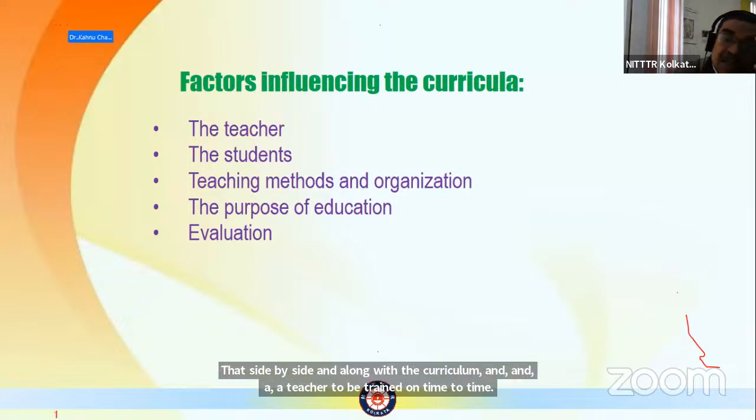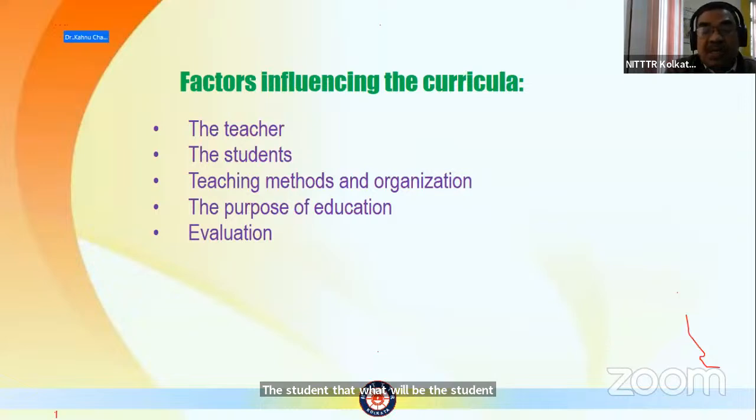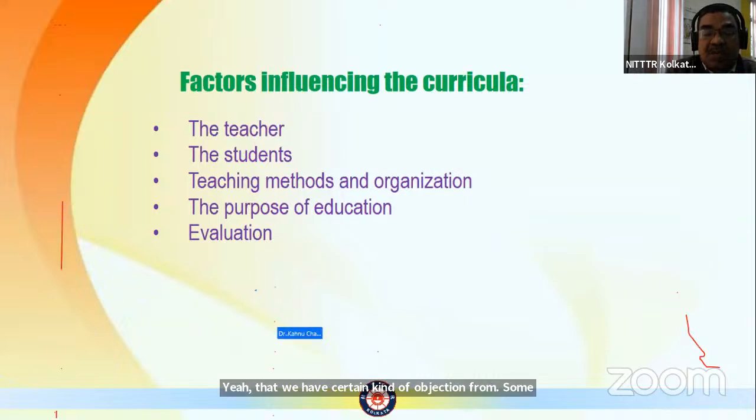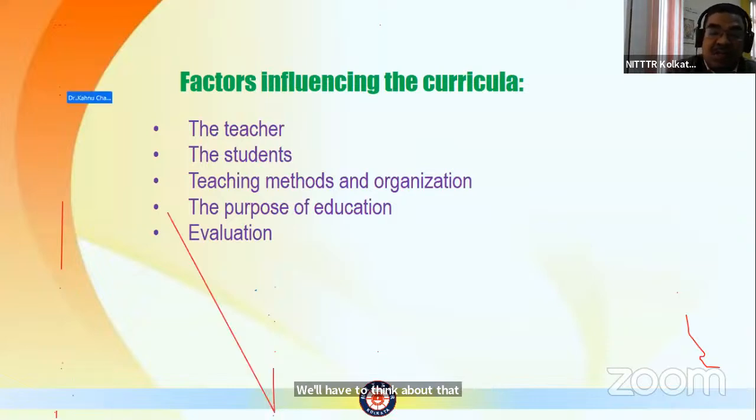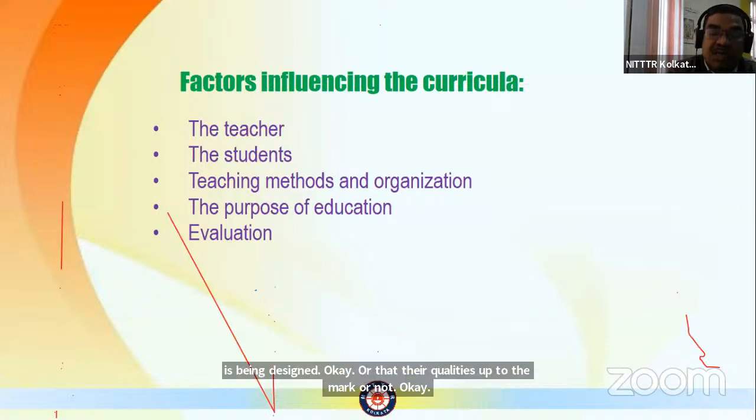The student, that is, what will be the quality of the students who will be taking that particular curriculum. For example, we have certain objections from some of the northeastern states that, sir, the curriculum is very good, but student quality is not up to the mark. So we'll have to think about whom the curriculum is being designed for, whether their quality is up to the mark or not. That is a very important aspect that you'll have to keep in mind, the student.